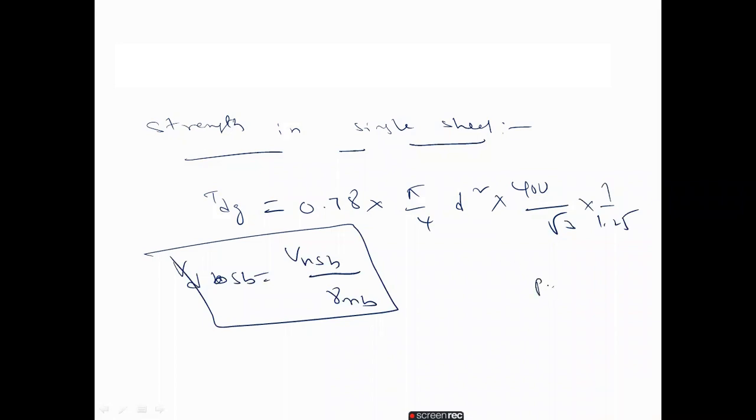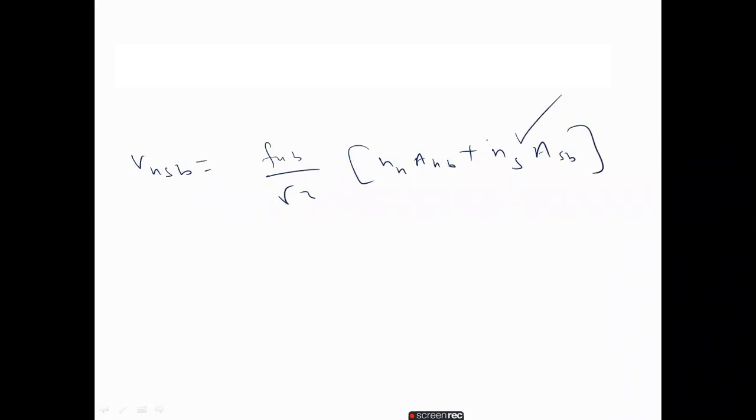Okay, it is available on page number 75, clause number 10.3.3. So first we have to calculate the VNSB. Yesterday we told you the VNSB formula is FU by root 3 into NN into ANB plus NS into ASB. So here the threaded area is not there, that's why for the shank it will be 0. So FU we know already, that is 400 by root 3, and NN, only threaded area, having only 1.